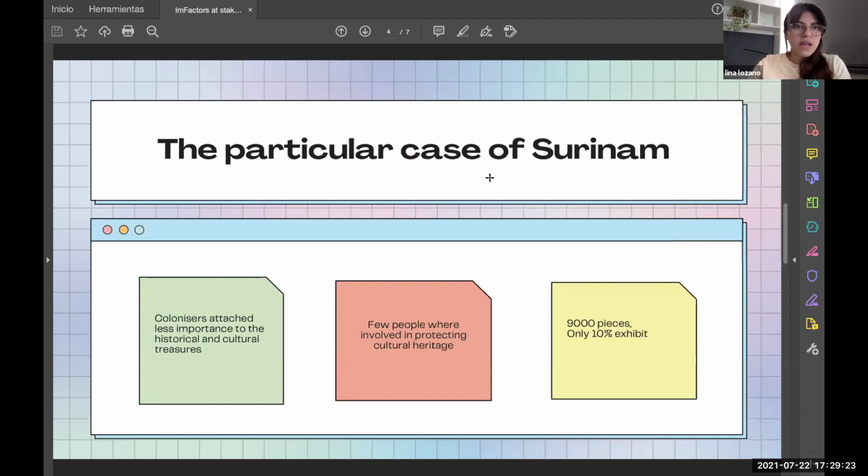And secondly, what happens with Suriname is that relatively few people were involved in protecting cultural heritage throughout history. That's what Jos van Beurden said in his research, and the relationship between the colony and the Netherlands was built up more at an economic level, through economic agreements between both countries. So nowadays, the number of pieces held by the National Museum of World Cultures is smaller.